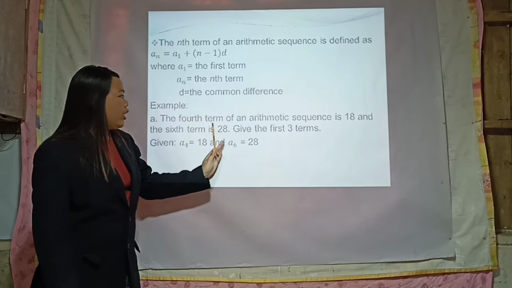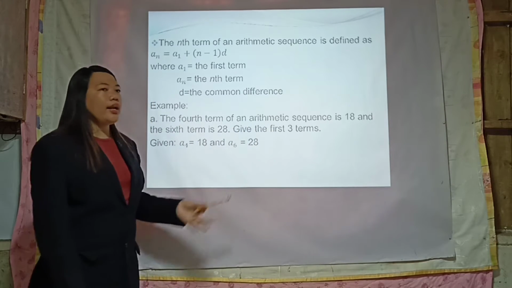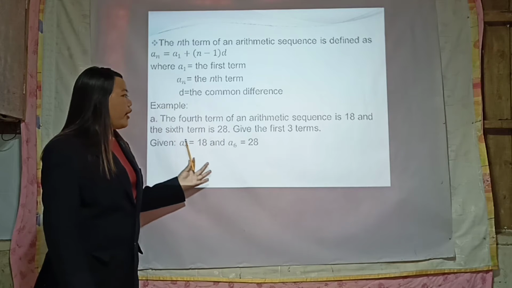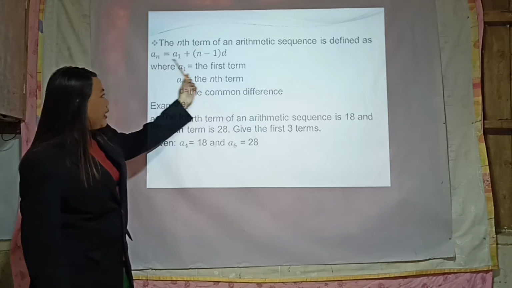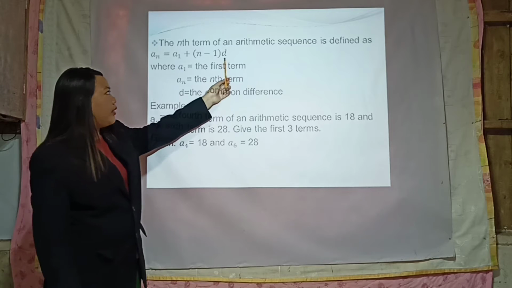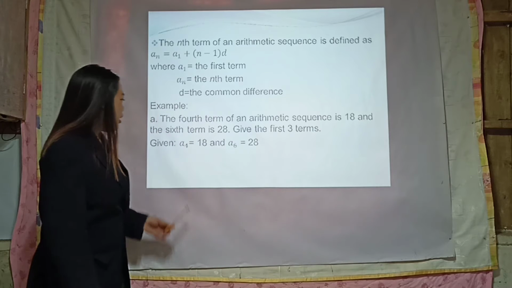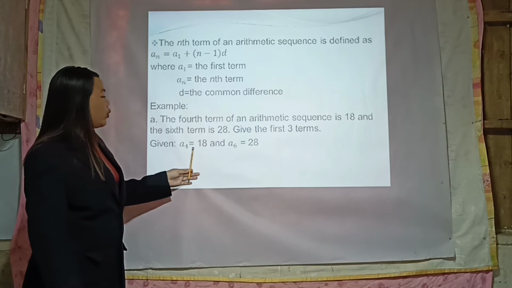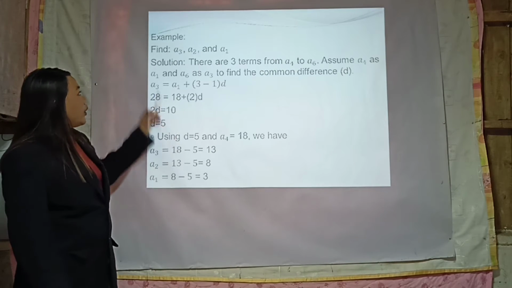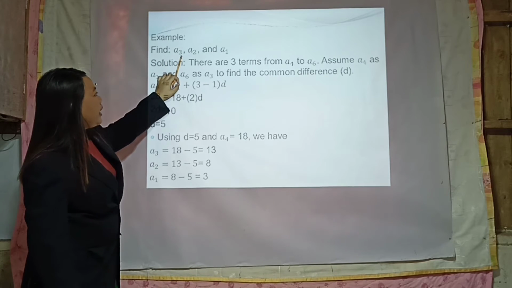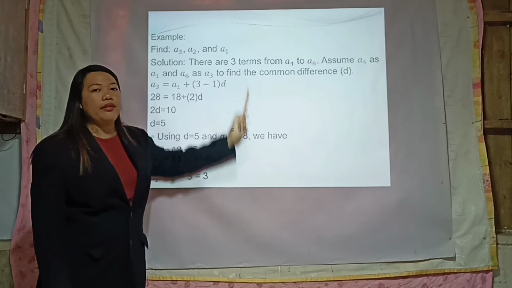We cannot just do 28 minus 18 because the fifth term is missing. We cannot get the common difference that way, so we will use a formula to find the common difference as well as the first three terms. Given a sub 4 is equal to 18 and a sub 6 is equal to 28, find a sub 3, a sub 2, and a sub 1, which are the third term, second term, and the first term.